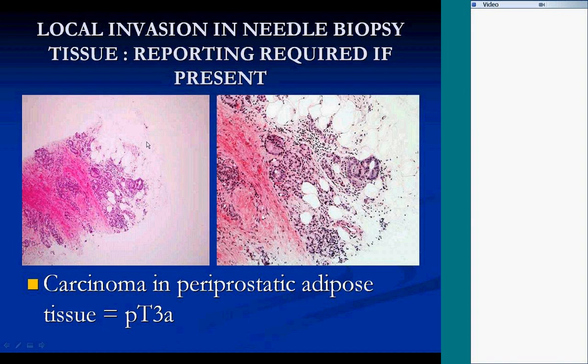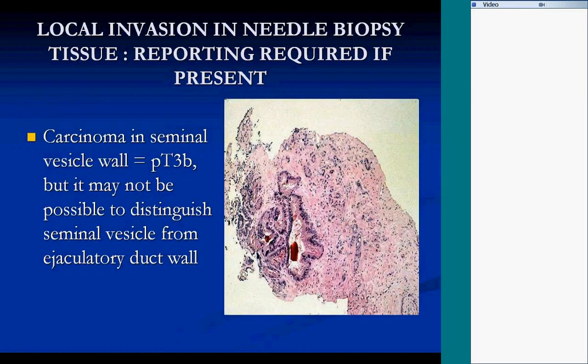So here's a case showing an example of local invasion into fat, which can be sampled in our prostate needle cores, shown here, adipose tissue. And you can see the adenocarcinoma extending into the plane of the fat, and actually into the fat itself. So these glands all here represent extraprostatic extension by carcinoma into periprostatic adipose tissue. One should report it. Patient has technically pT3a disease.